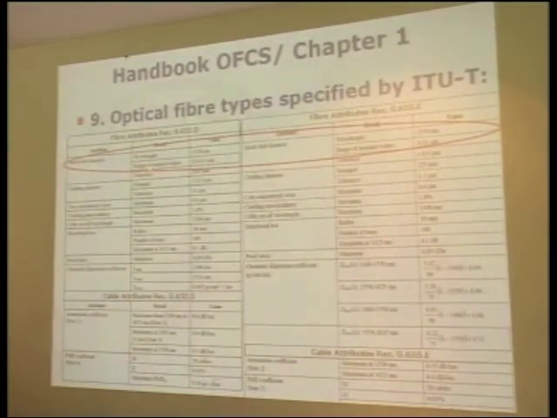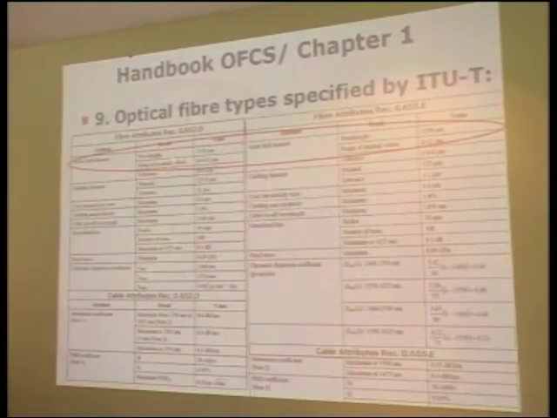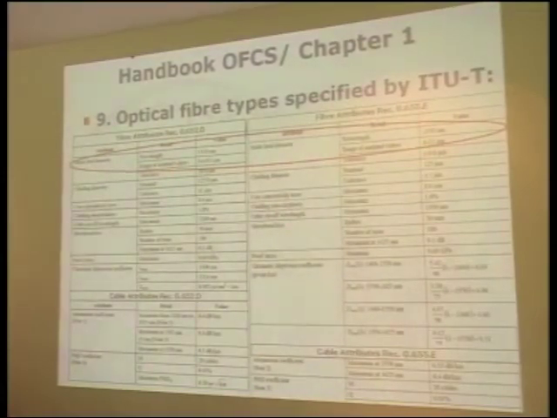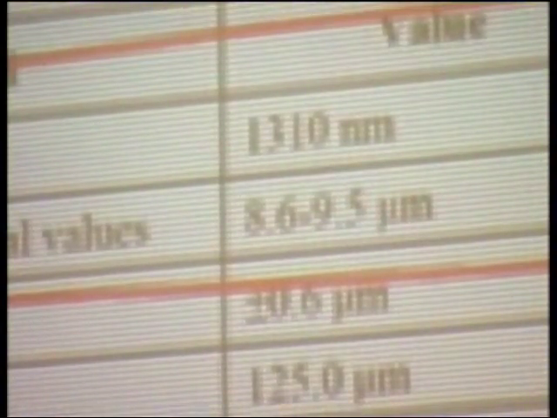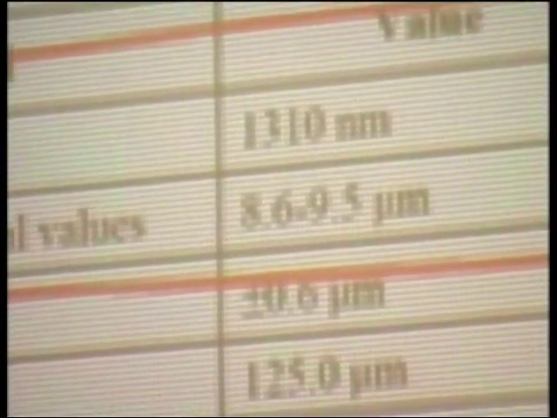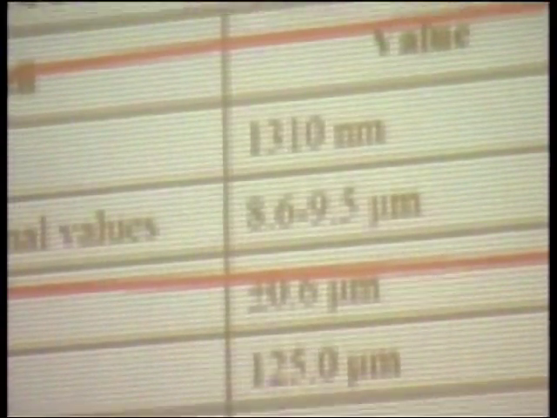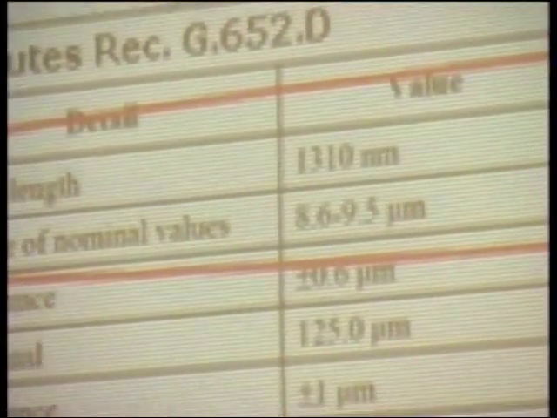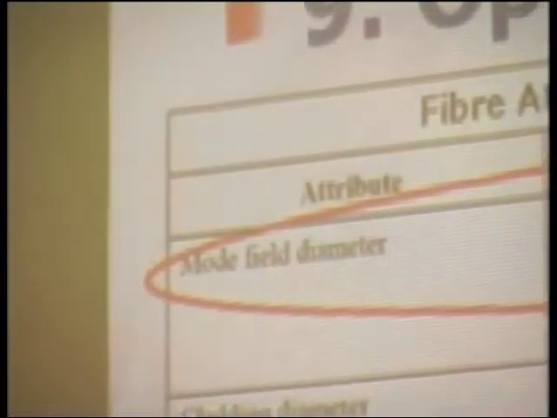Now the way the mode field diameter is specified needs a little bit of explanation. You see, first of all, a range of nominal values is mentioned. In this case, you see a nominal range from 8.6 to 9.5 micron. So a fiber manufacturer can choose a certain position in this range where he wants to optimize his fiber. And then on top of that, there is a tolerance of 0.6 micron. So this is the specification. We have to give a little bit of freedom for the different manufacturers to optimize their fibers.